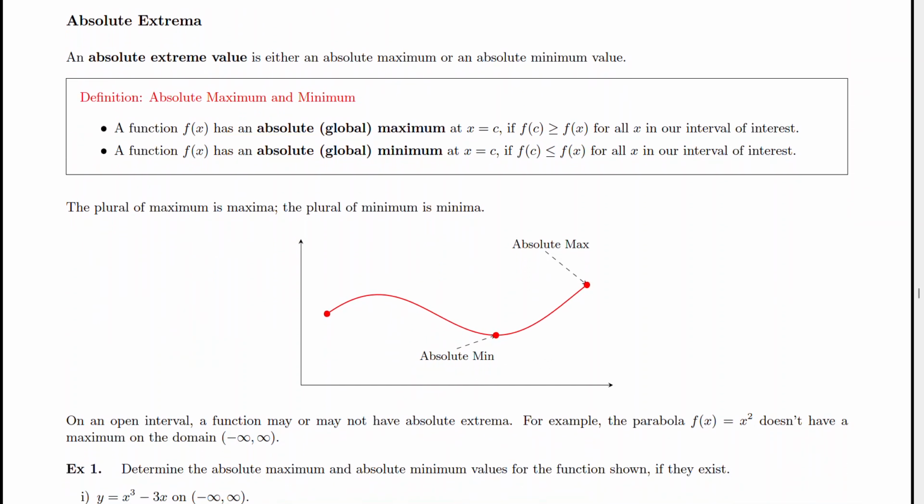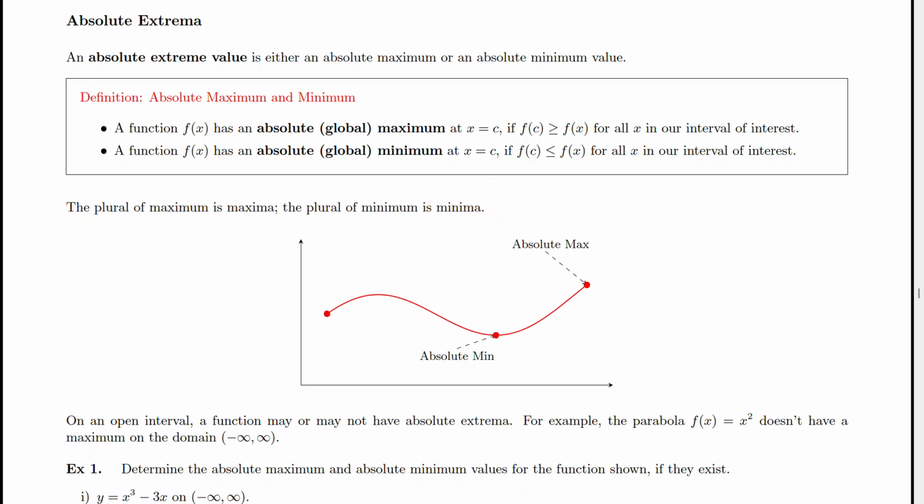What is an absolute extreme value of a function? It is basically either an absolute maximum or an absolute minimum value. In other terms, a function f of x has an absolute, or sometimes called global, maximum at a place where x equals c if the y-coordinate at that location is greater than or equal to all the other y-coordinates in the interval of interest.